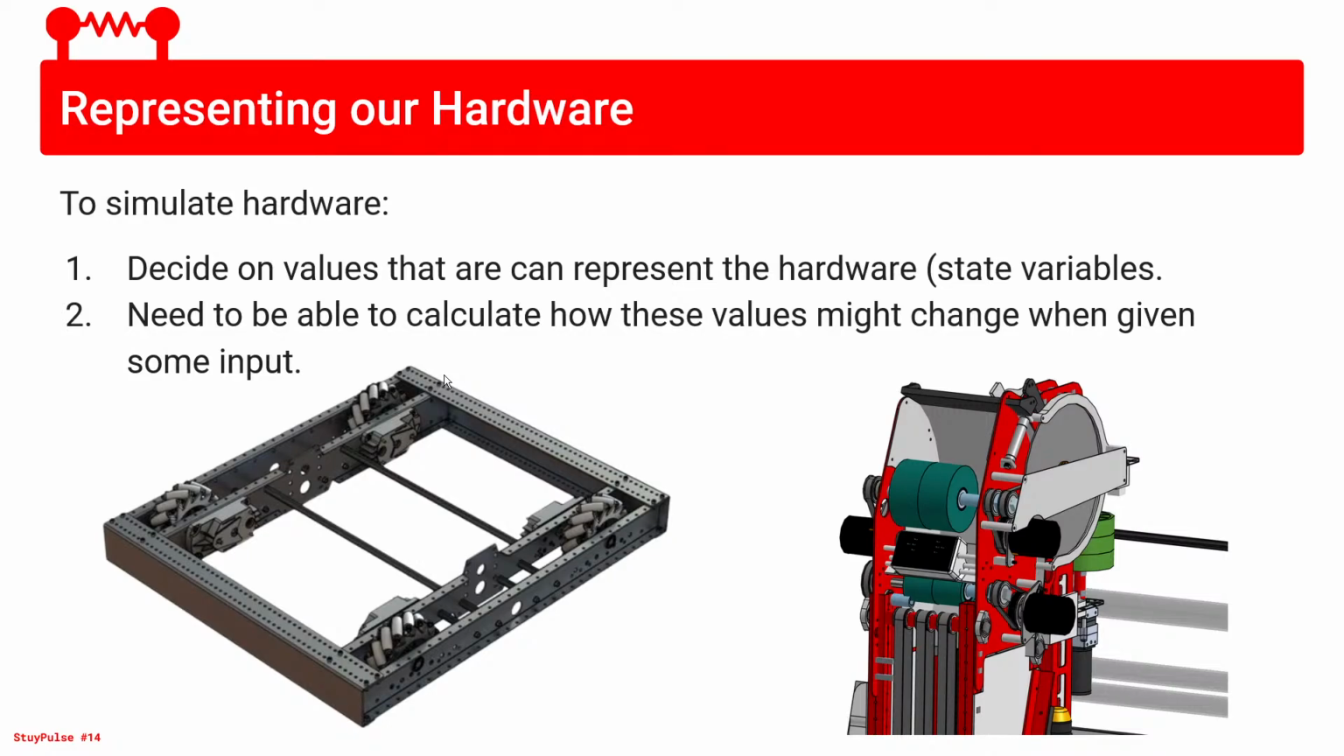And there can also be more complex examples, like a drivetrain. If you think of what a drivetrain needs to represent, variables such as position and velocity might come out, so there's more than one.